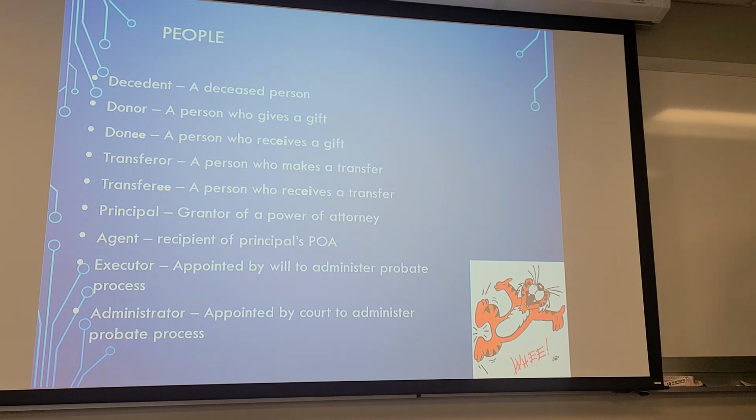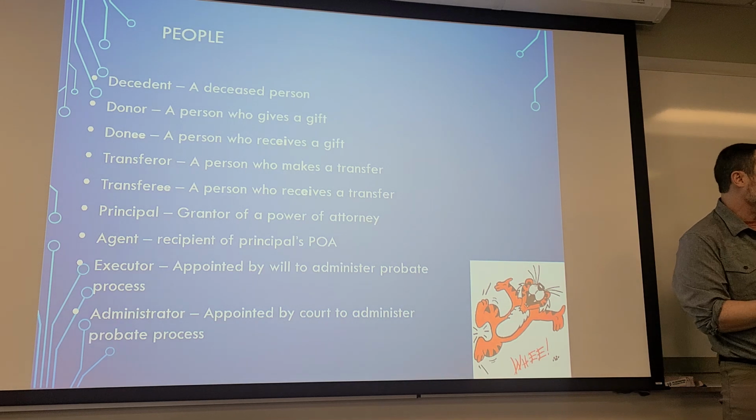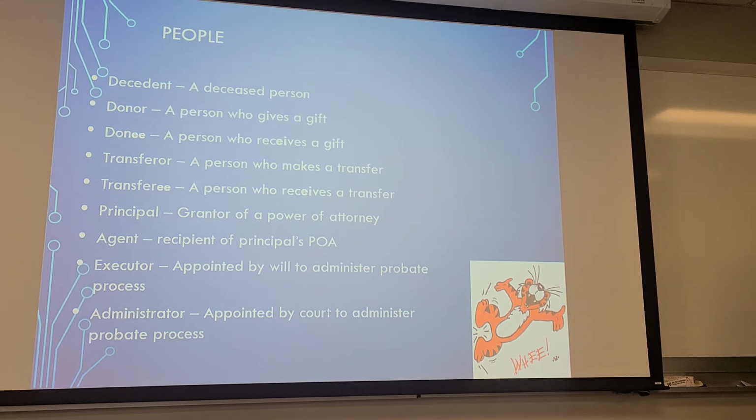Some of those back of the chapter definition words: who died, the decedent. Who's getting a gift, donee. Who's receiving a transfer, transferee. You notice there's the ees and ors: the transferor, the grantor, the grantee. When we get into these things, the or is the one that's creating it or giving it. The e is the one that's receiving it. Principal, grantor, creates a power of attorney.